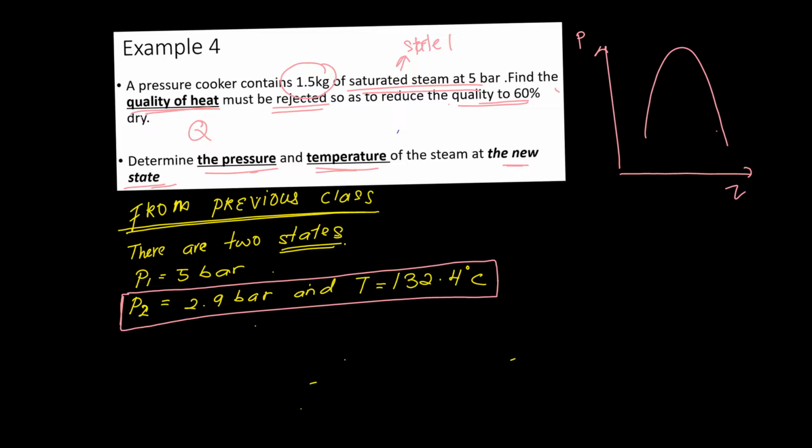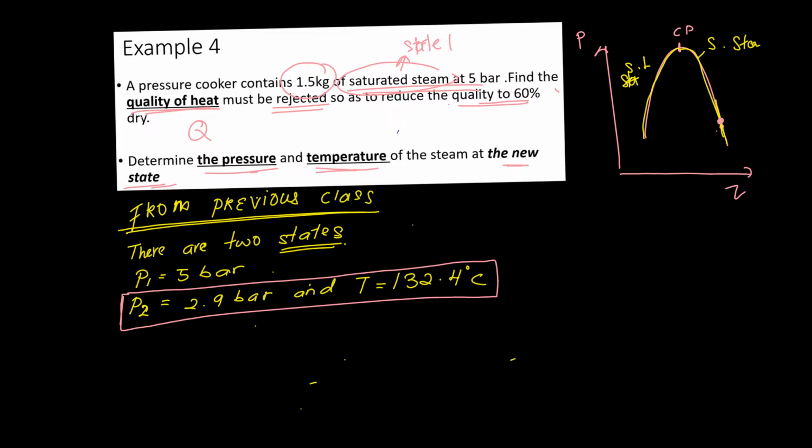First is at saturated steam, and in class we know saturated steam is here. D is your critical point. From here, this line, I'm going to change it to yellow. From this line onwards, this is your saturated steam, so I'm going to mark it as steam. And from here downward, saturated liquid.